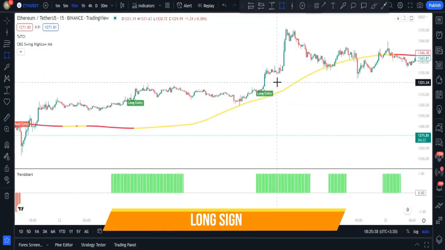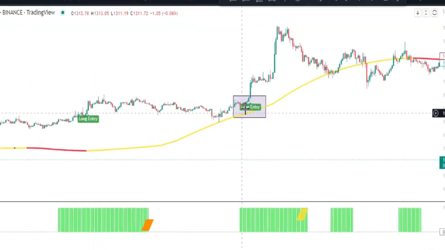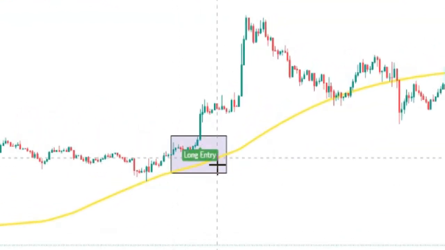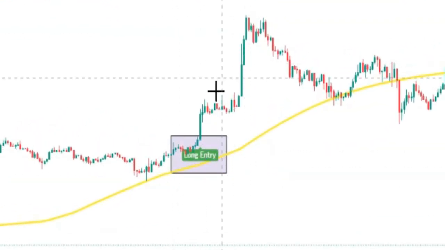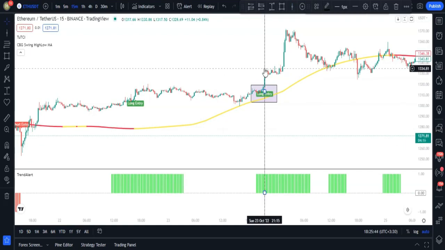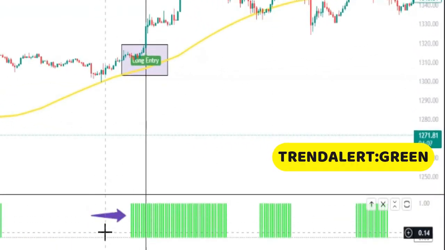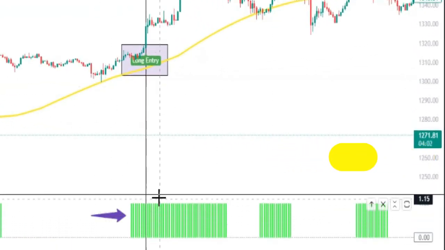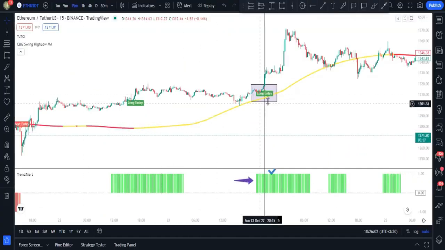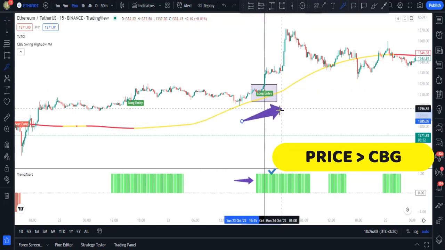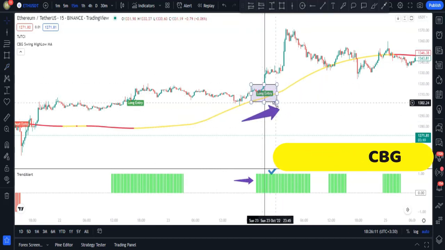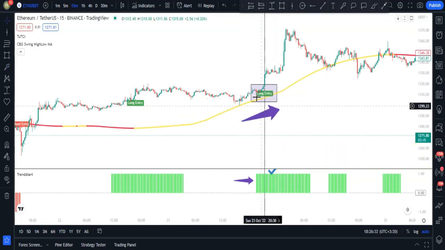For a long signal to be confirmed within a long entry signal printed by the TUTCI indicator, we should check the trend alert indicator and the CBG indicator. As the first confirmation, the trend alert histogram should exist and it should be green, just like this example. And for the second confirmation, the candlesticks should be above the CBG indicator, which means that the market is increasing and we are in an uptrend.